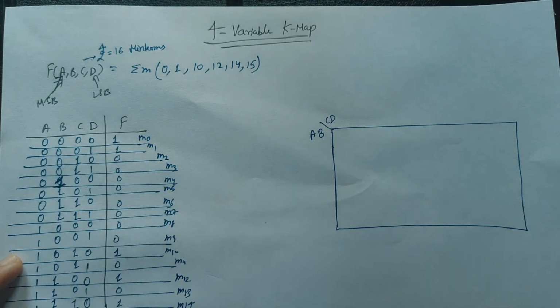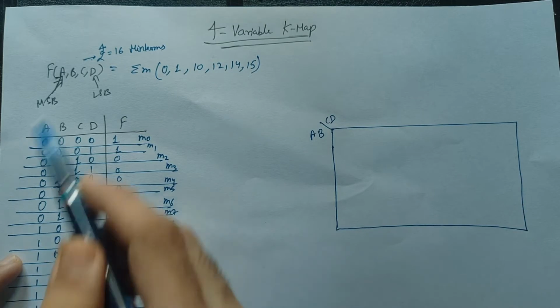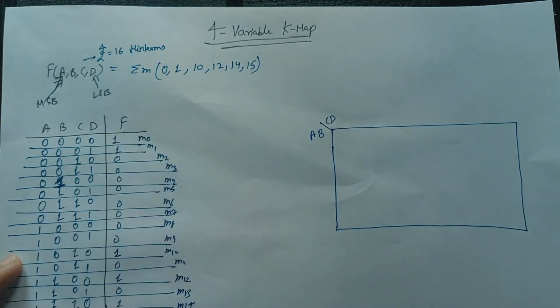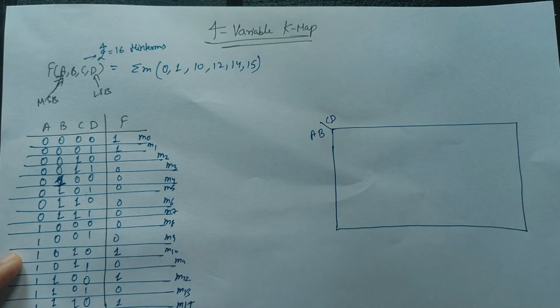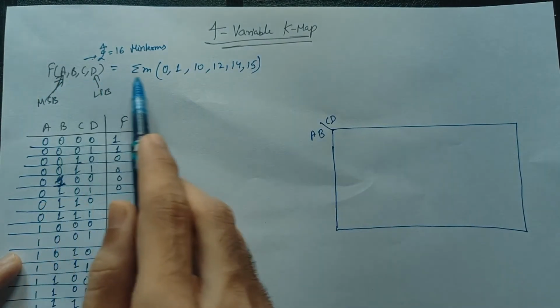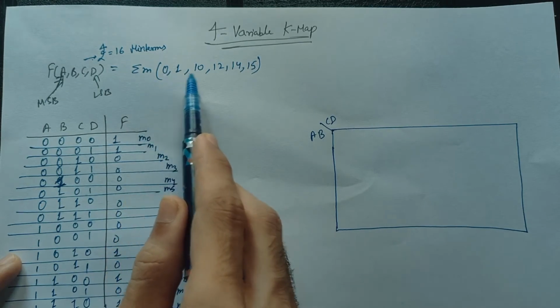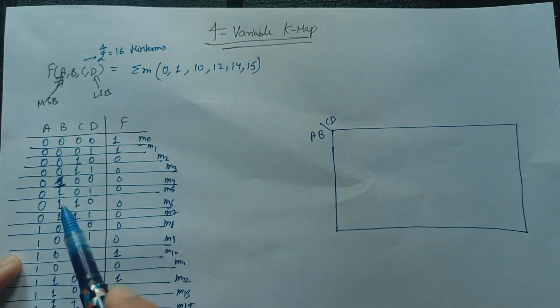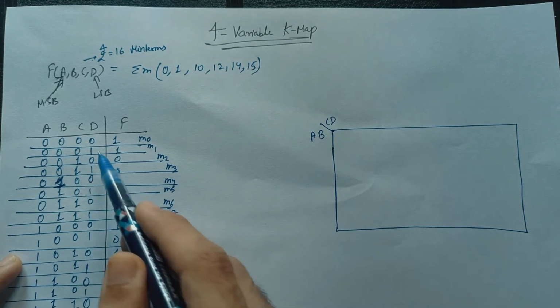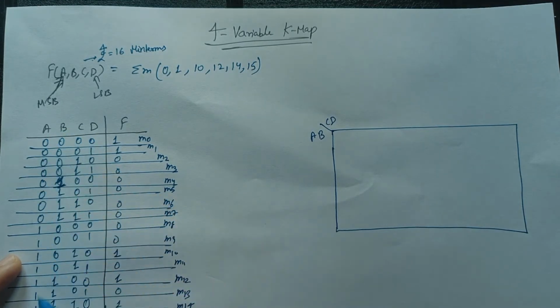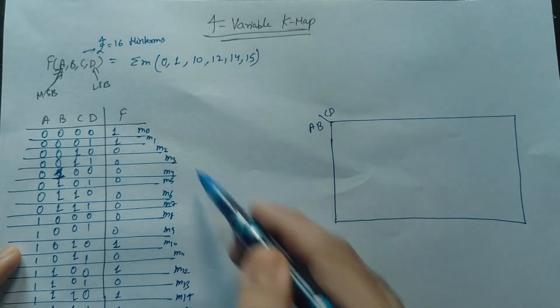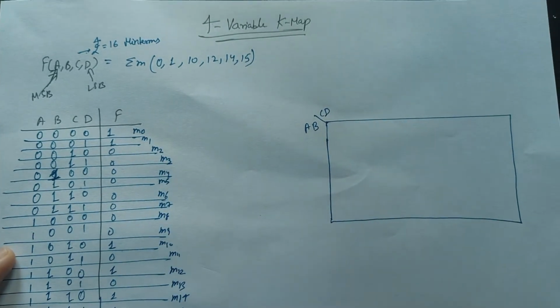In case of 4 variables, the total number of minterms would be 2 raised to the power 4, which is equal to 16 minterms, and it will range from M0 to M15. Suppose we have a function F(A,B,C,D) as a summation of minterms 0, 1, 10, 12, 14 and 15. Now we have 16 possible combinations in case of 4 variables, and hence 16 minterms from M0 to M15.